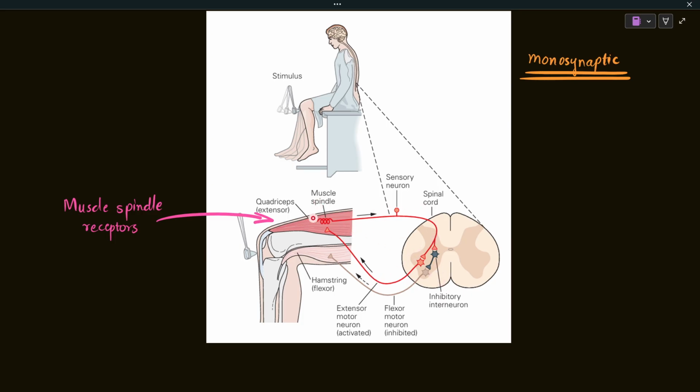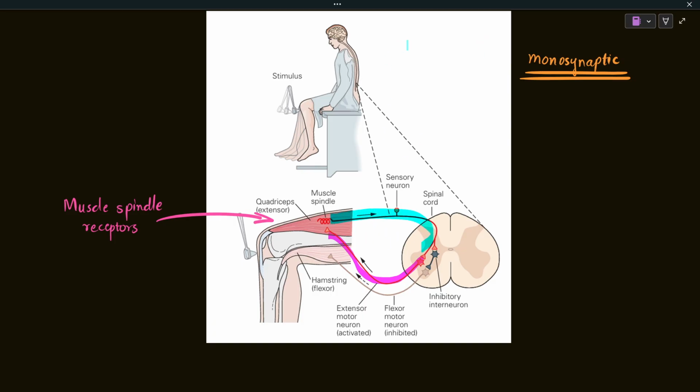Okay, so here you can see that these are the muscle spindle receptors which are carrying the information to the sensory neurons, and that is then going to form a synapse with a motor neuron. Okay, so this is a motor neuron. Let me show you. So this one is a motor neuron, while this one is the sensory neuron.